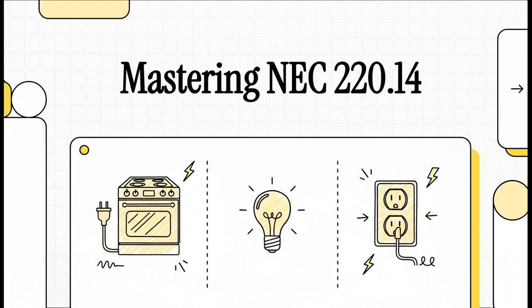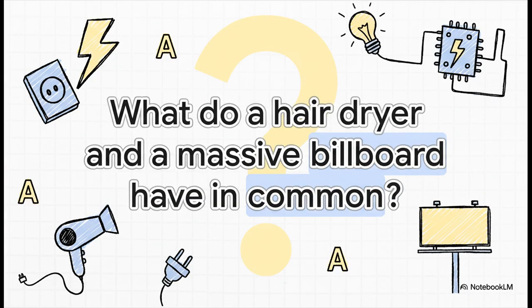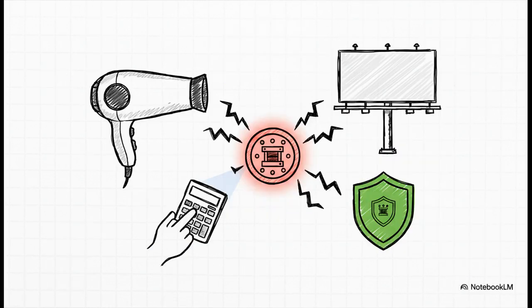Okay, let's do this. So, to kick things off, here's a weird one for you. Picture a simple hairdryer, something you use every day. Now picture a massive, brightly lit billboard on the side of a highway. Electrically speaking, what could those two things possibly have in common? Believe it or not, the answer is that they both represent an electrical load.